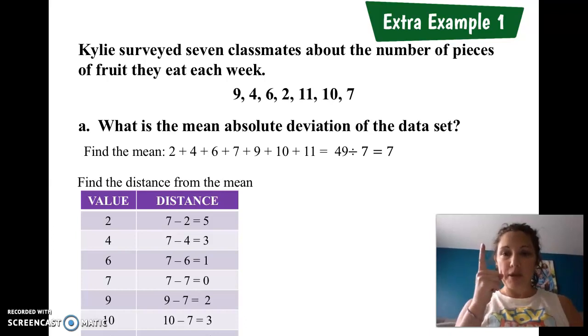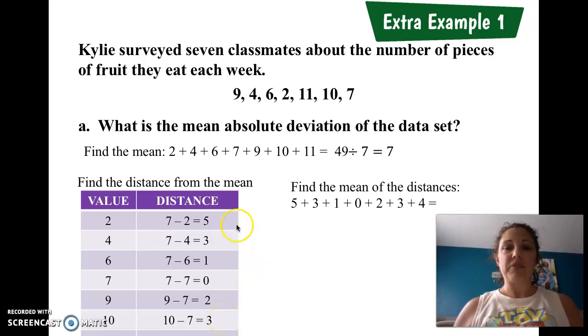So we've done step 1. We found our mean. We've done step 2. We've calculated all of the distances for our values. Now, third and final step. Take these numbers, our distances, find the mean of those. So add them all up, divide by 7. 5 plus 3 plus 1 plus 2 plus 3 plus 4. When you get that, go ahead and pause, do the work. You should have gotten 18.